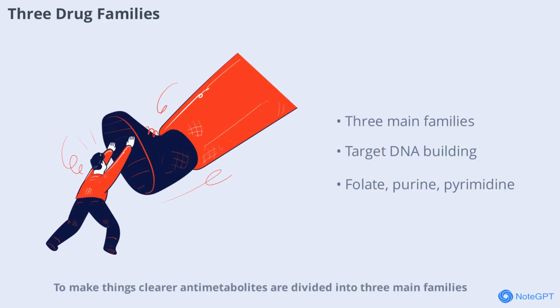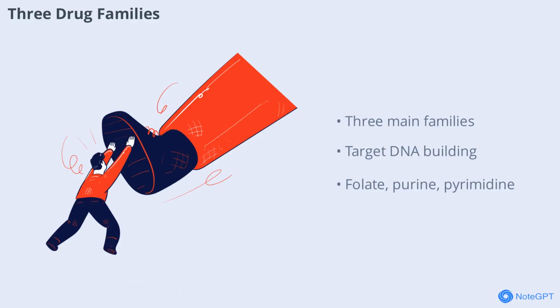To make things clearer, antimetabolites are divided into three main families: folate antagonists, purine analogs, and pyrimidine analogs. Each group targets a different part of the DNA building process, but all share the same goal: disrupting the cancer cell's ability to replicate its genetic material. By understanding these families, you'll see how each drug works and why it's chosen for specific cancers. Let's start by exploring folate antagonists, the oldest and one of the most important groups in cancer therapy.